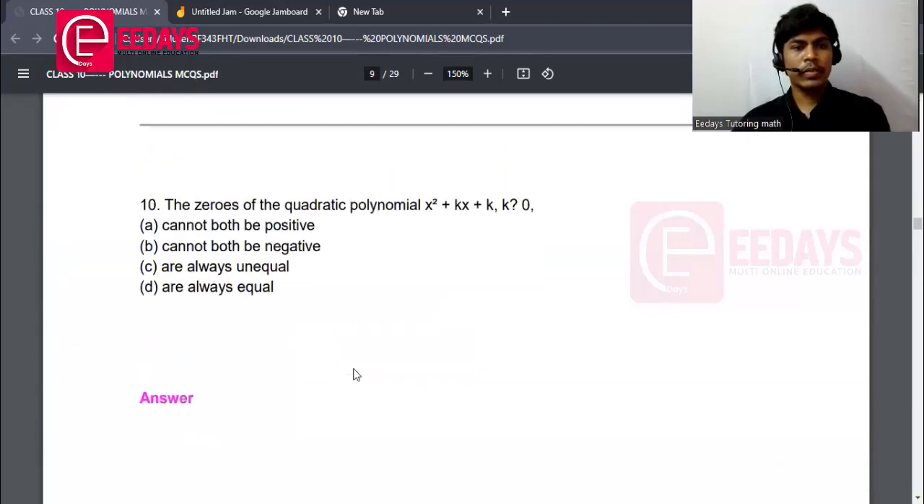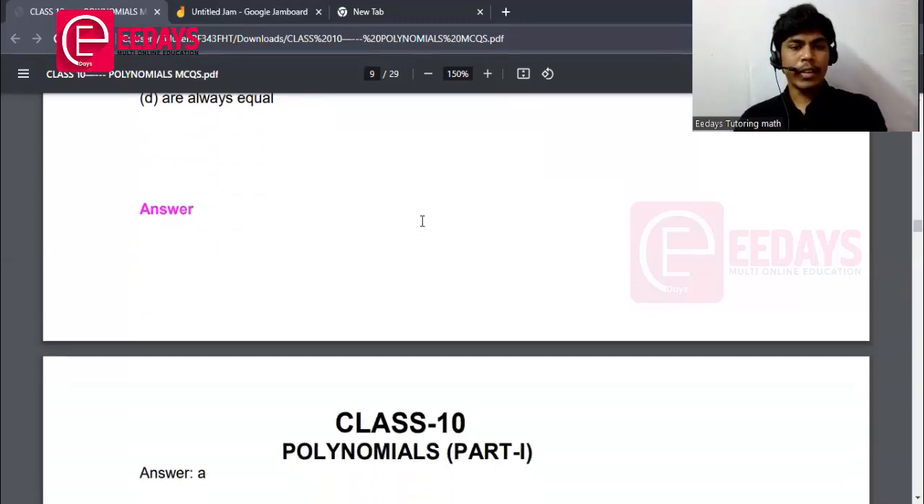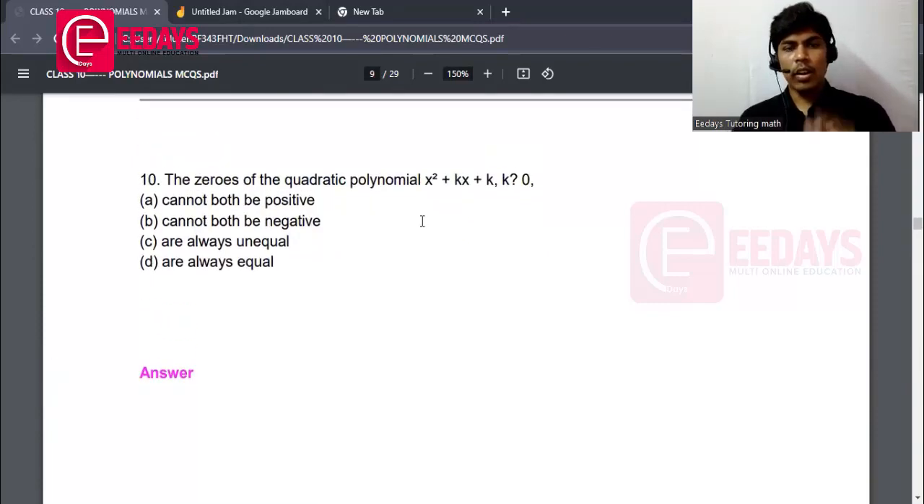So this question: the zero of quadratic equation x square plus kx plus k. What k value are they asking? The k value cannot be positive every time. Here k is the x coefficient and also the constant. Only the coefficient of x square must not be equal to 0; the rest of the things should be negative. I'll end here with the 10th question, everyone.